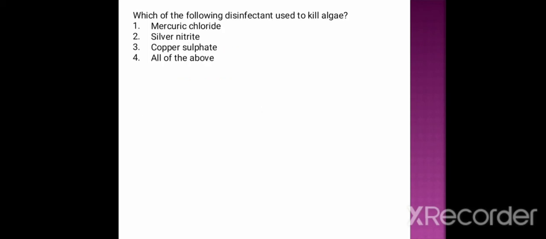Next question. Which of the following disinfectants is used to kill algae? Option 1 mercury chloride, option 2 silver nitrate, option 3 copper sulfate, and option 4 is all of the above. And the correct option is copper sulfate. This is a very important question.